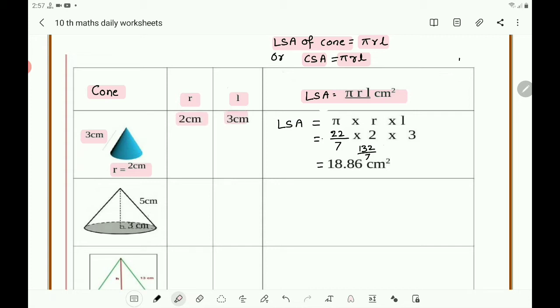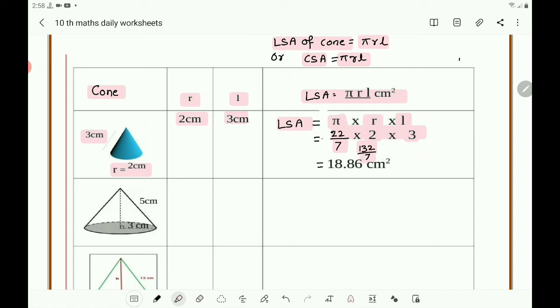Write the formula for LSA of cone, that is LSA equals pi into R into L. In the place of pi you write 22 by 7, in the place of R you write 2, and in the place of L you write 3. Then the product of these 3, 22 into 2 into 3, you will get 44 into 3. 44 into 3 is 132 and by 7.